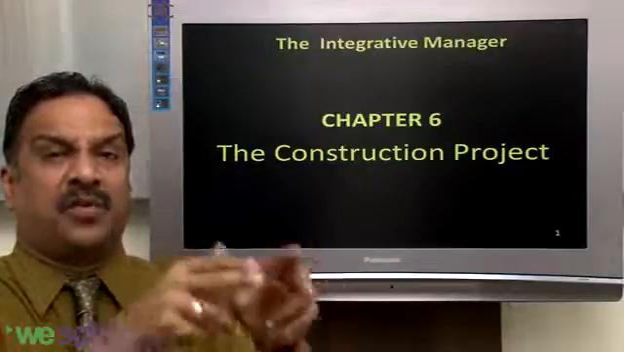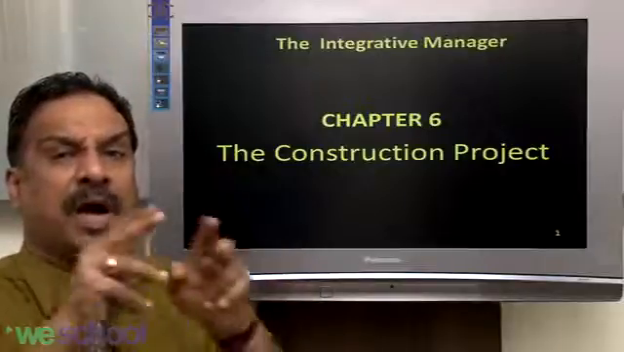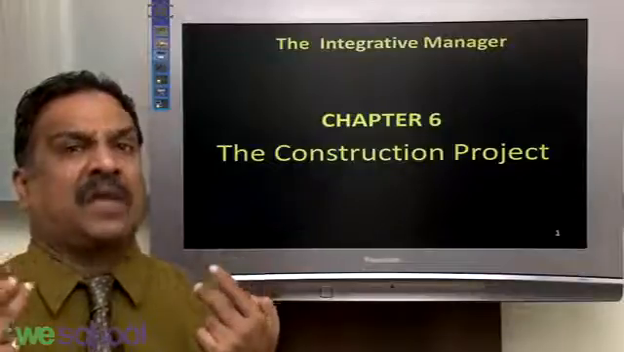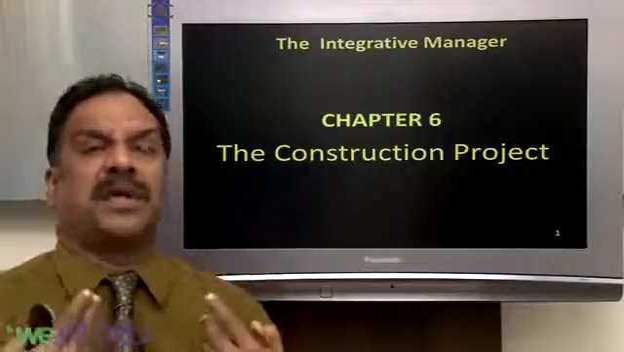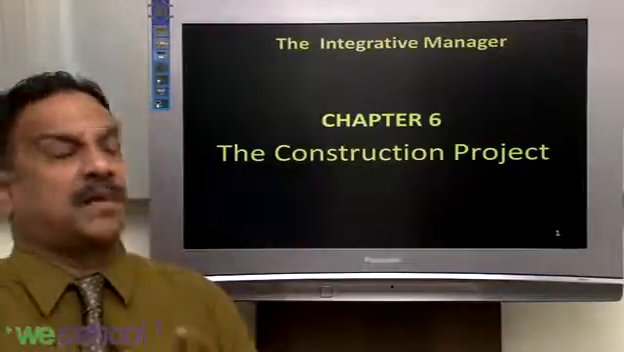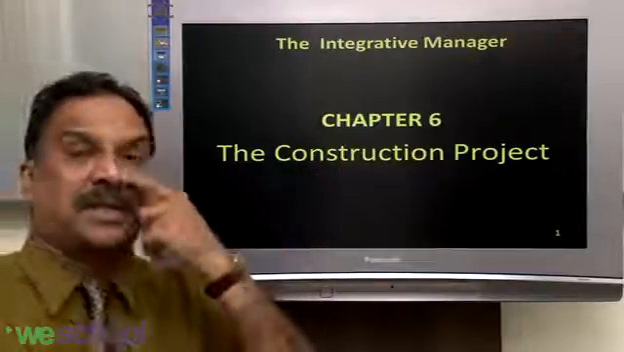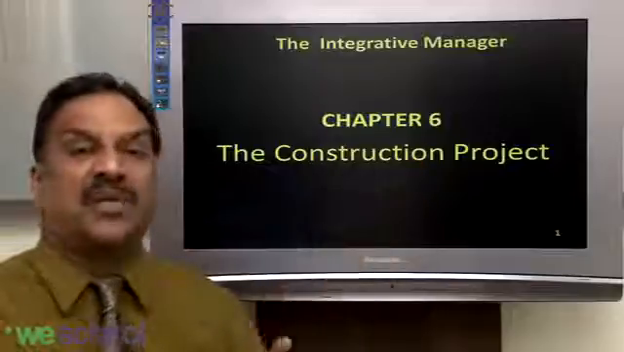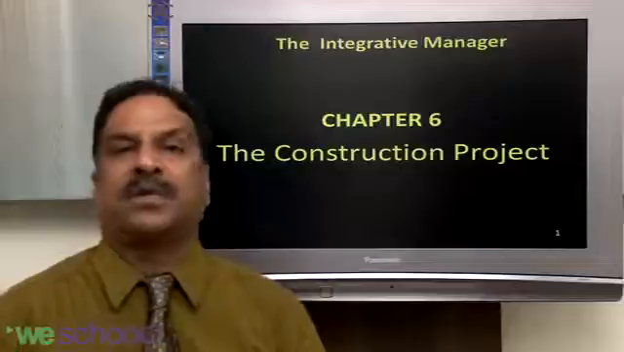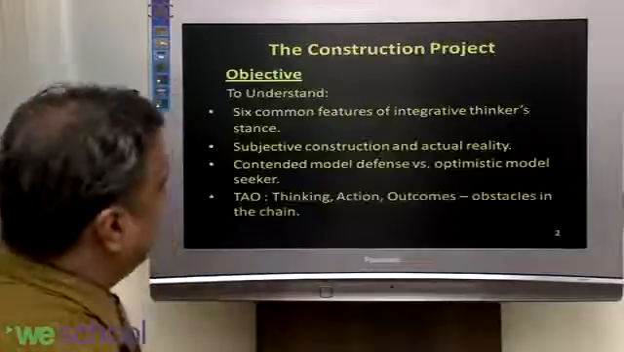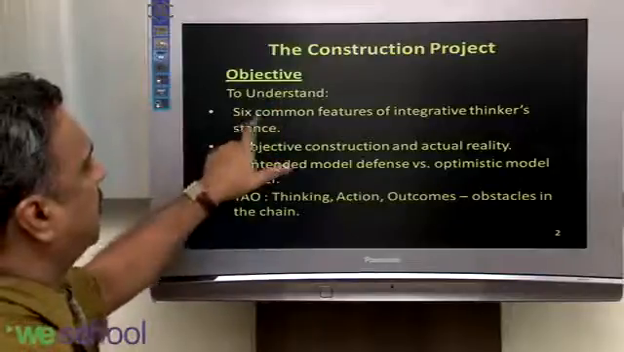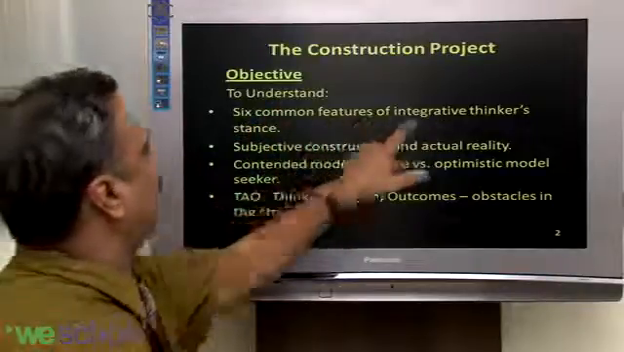If I want those 4 steps to be followed, I need to know how my thinking process takes place, and then having understood how my thinking process takes place, I need to adopt the 6 steps which are being discussed in this chapter called the construction project. We are constructing ourselves into integrative thinking. That's what we're doing here. So let's go further and check out. The objective of this is to understand the 6 common features of the integrative thinker stance.